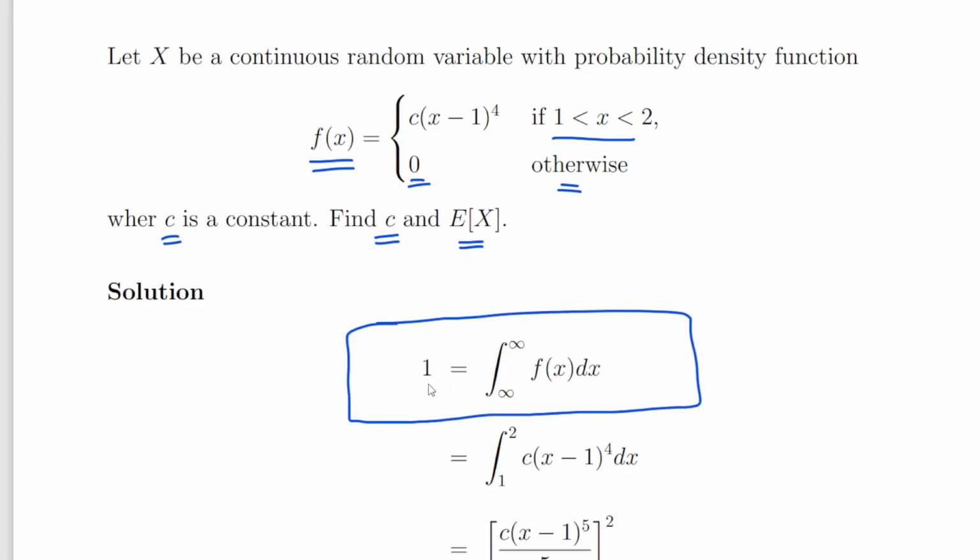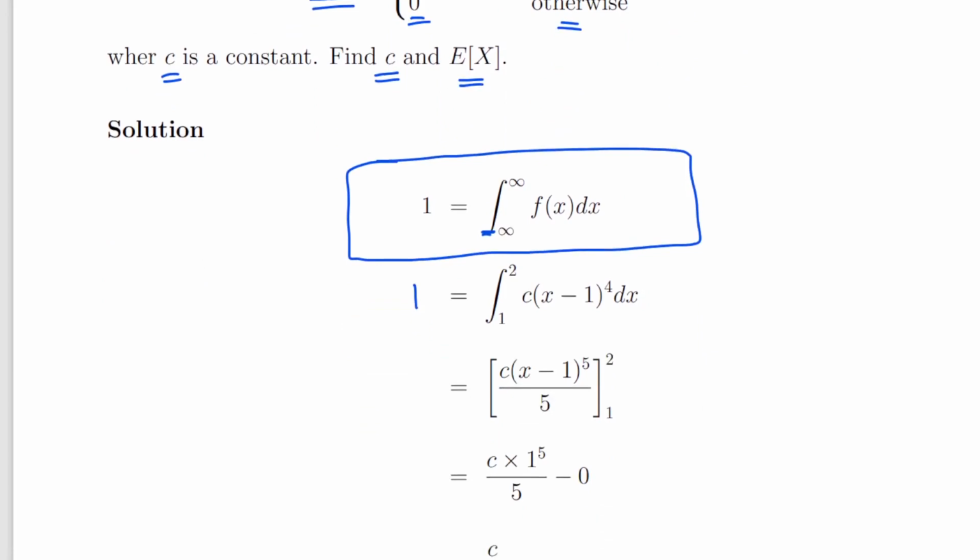That this is by definition the integral from minus infinity to infinity of f of x dx is equal to 1. Now outside this range of values the integral will evaluate to 0. So essentially what we do is look at this particular range of values here and get the definite integral for that. So essentially what we should get here is 1 is equal to the integral from 1 to 2 of c times (x minus 1) to the power of 4 dx.